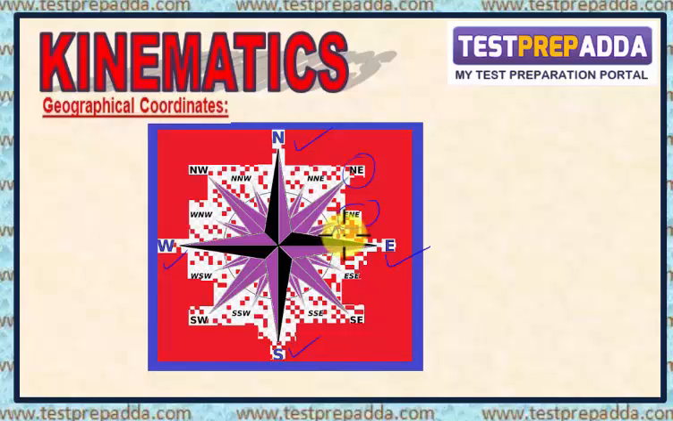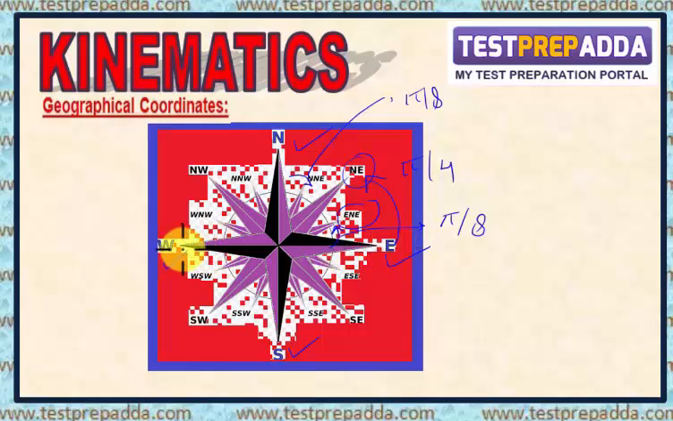This angle is pi by 8. And this angle is again pi by 8. And this northeast is present at an angle of pi by 4 from the east direction.